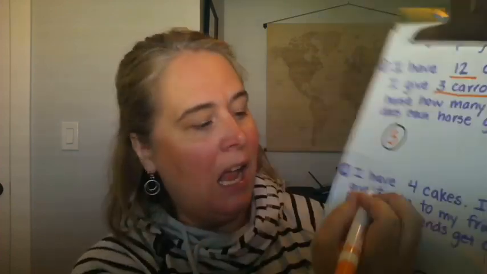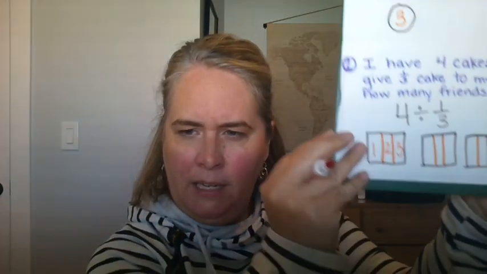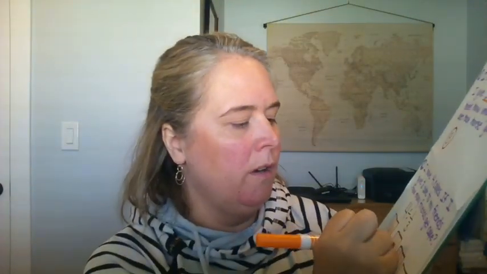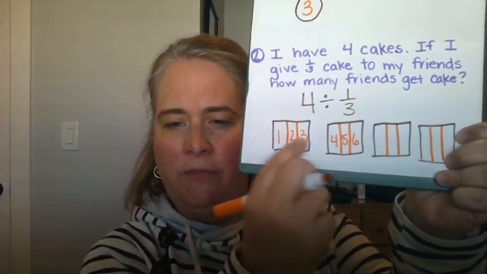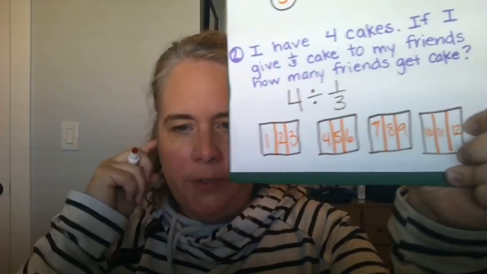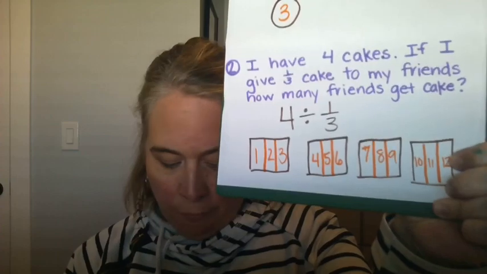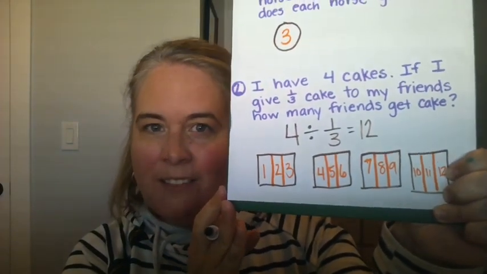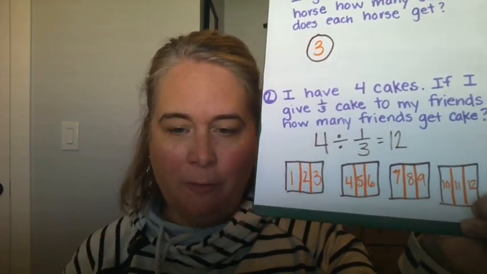Because each friend gets 1/3 of the cake. So that tells me I can give 1, 2, 3, 4, 5, 6. I've given 6 friends 1/3 of the cake. And if I count out all of those thirds, I end up with 12. 12 friends can get a slice or a third of my cake. 4 divided by 1/3 equals 12. I hope that this helps you understand sharing and grouping problems for division with fractions. This might be a video that you stop and practice some problems and come back to.